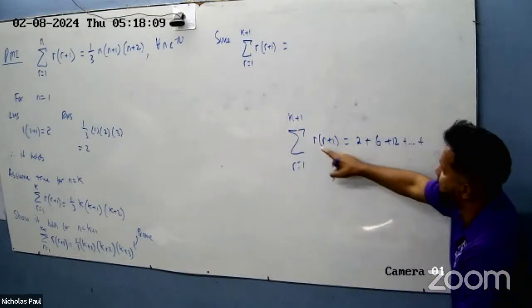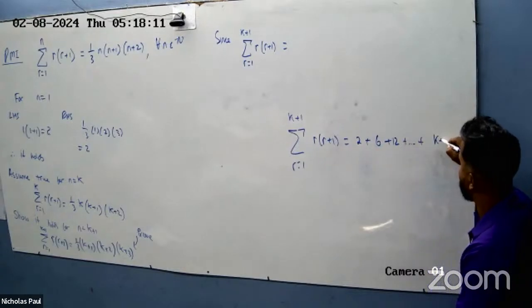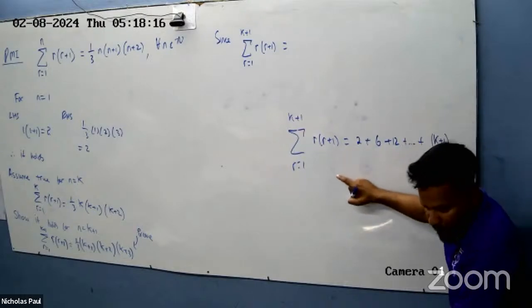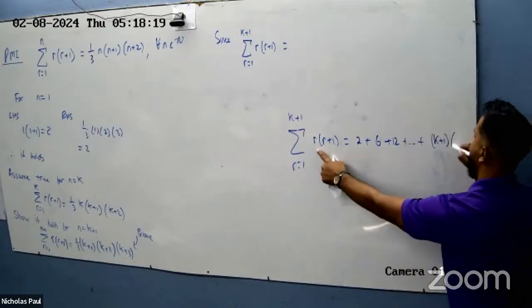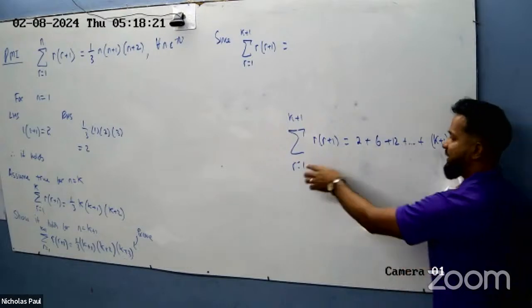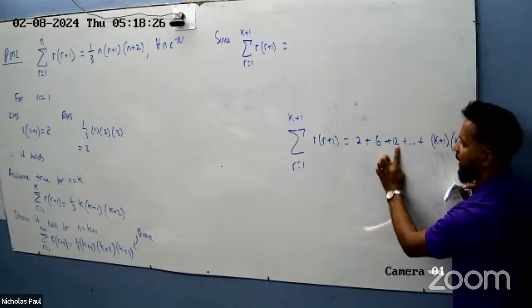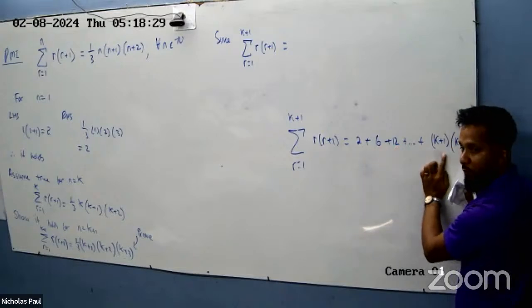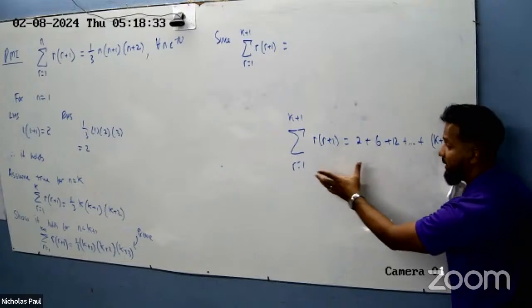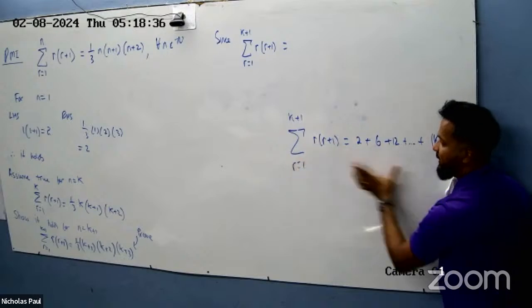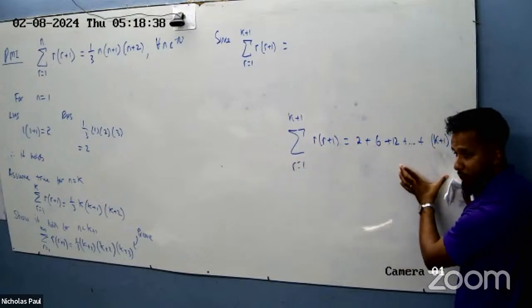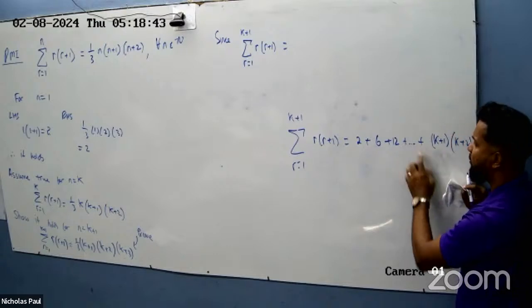So the last term is what? Put k plus 1 here, and put k plus 1 by k plus 2. So this is saying that we're summing up all the terms when r is 1, r is 2, r is 3, up to r is k plus 1. Okay with that? This here is the symbol, this is what this symbol represents.